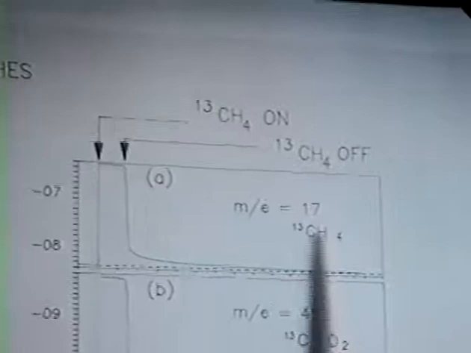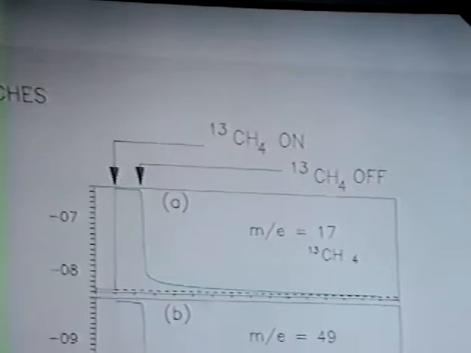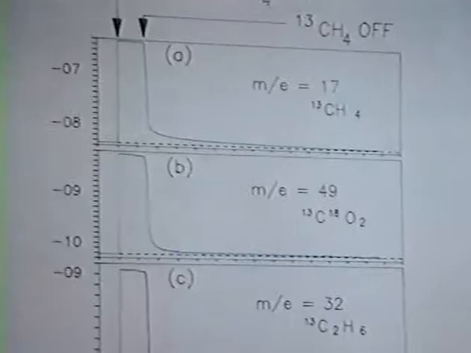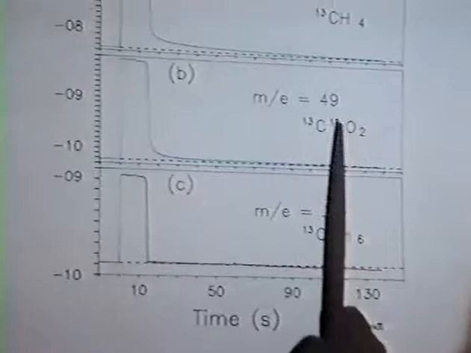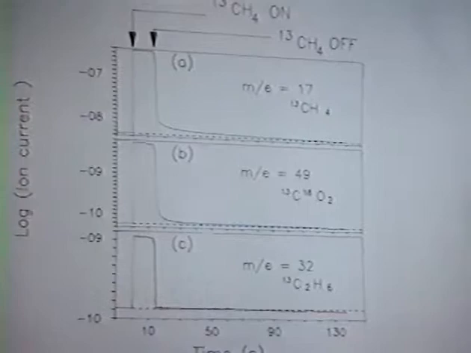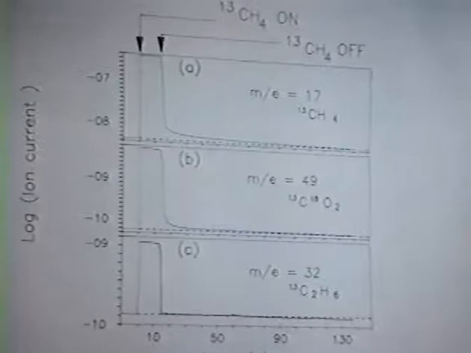But what did surprise us a little bit was when we traced the carbon-13 in the methane to the carbon dioxide. In that case, we did C13 methane switches on the working catalyst, and we looked at m/e 17, which is the carbon-13 methane, and m/e 49. I might add, to do these experiments, you have to use O18 as your oxidant, because at m/e 44, which you would normally use to detect CO2, you have a strong interference from propane, which is a co-product of the oxidative coupling reaction. So to shift the molecular weight of the CO2 to a region where we get away from this interference, we used O18.